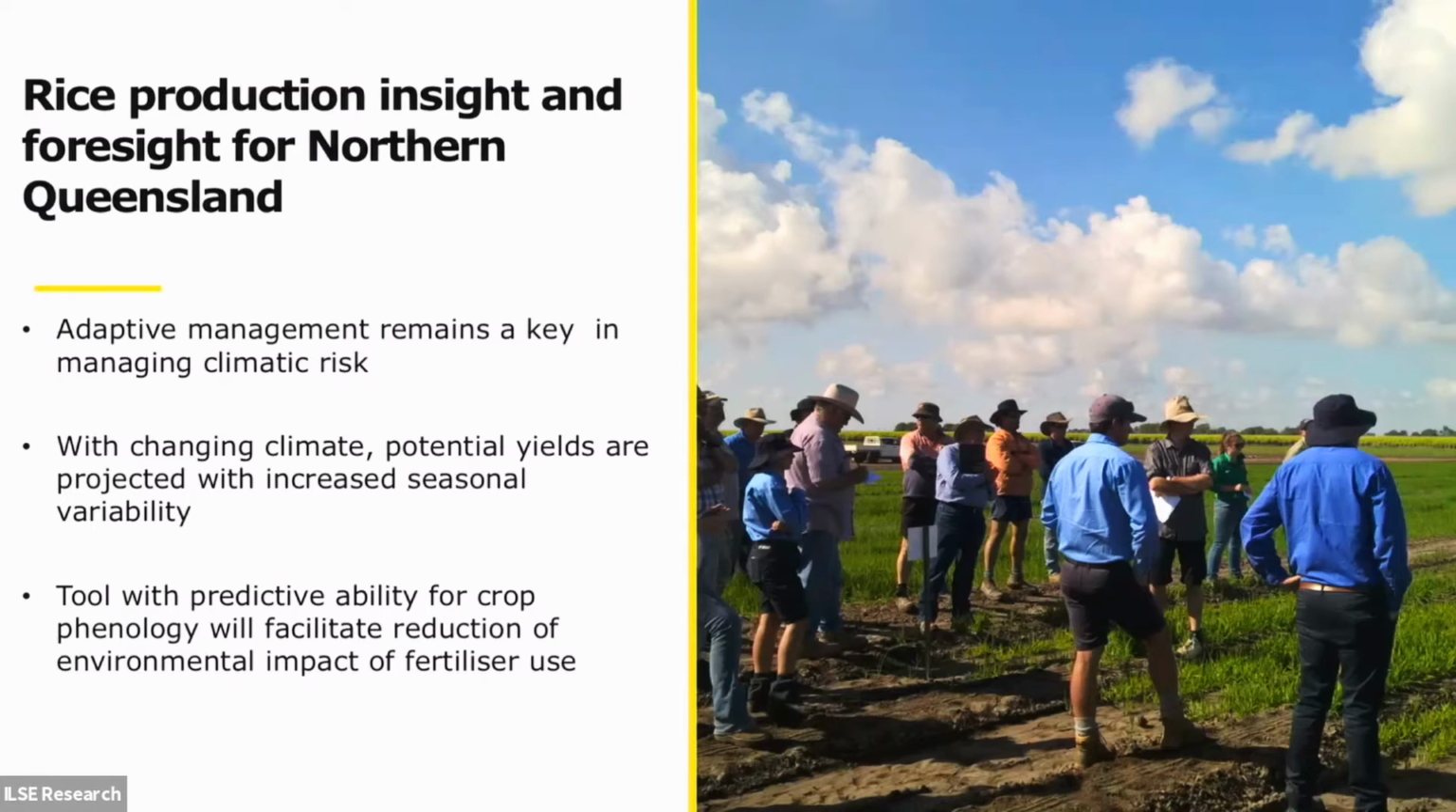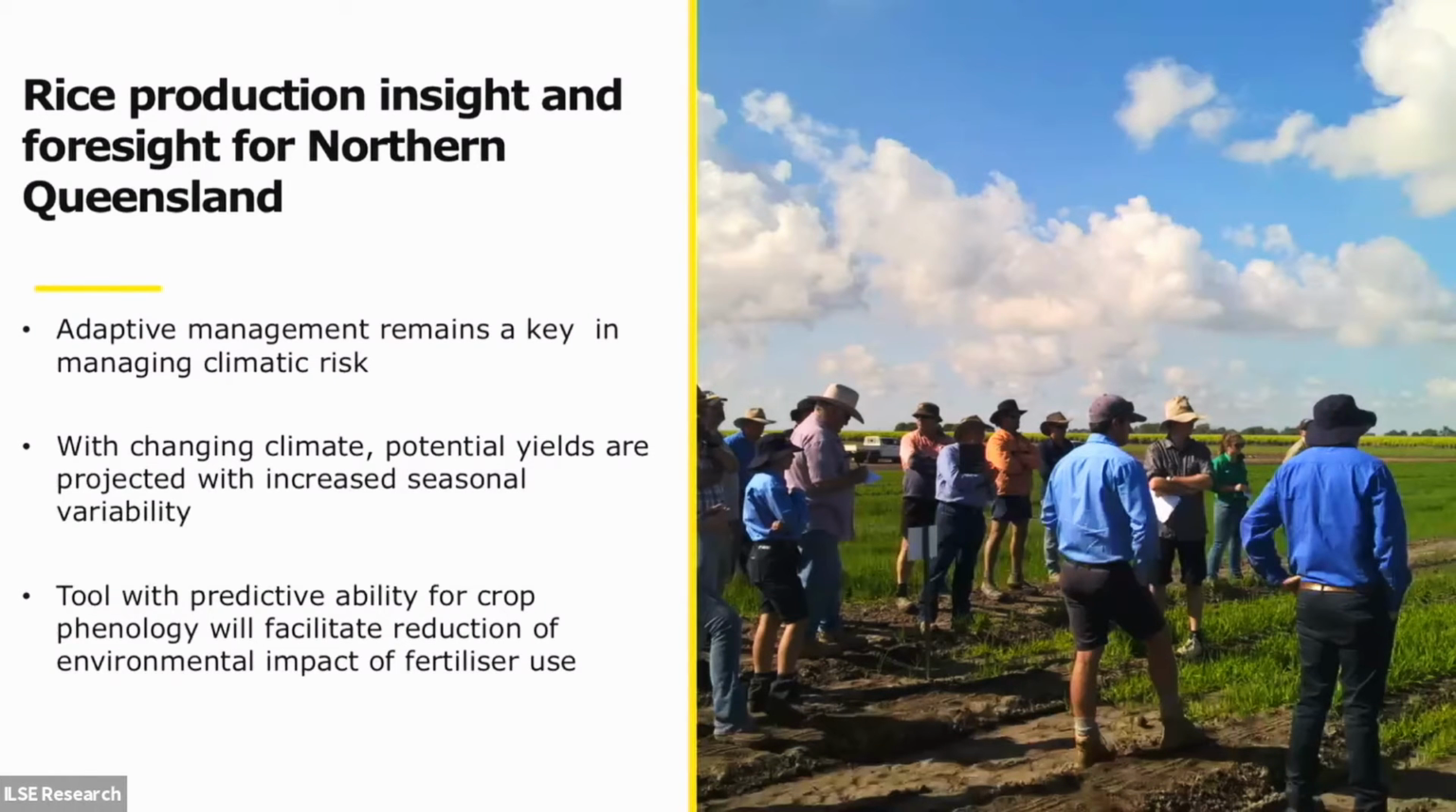As we are looking forward into an industry that is establishing and expanding in the near and future period, we are using the models as well to predict the trends of the potential of rice yield in Northern Queensland. Based on the simulations, we've seen that in terms of trends, we will have stable and steady potential, but the main constraint is the seasonal variability from year to year, and that's coming back again to the adaptive management that is required.